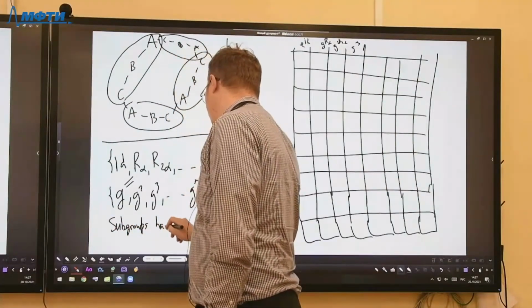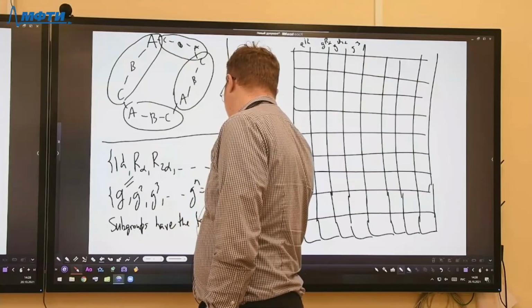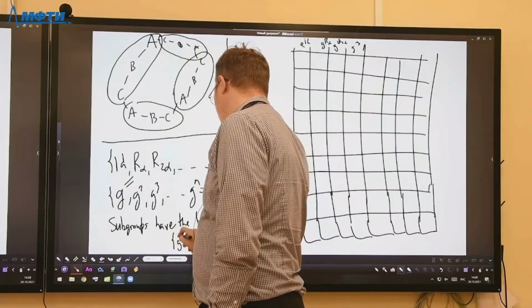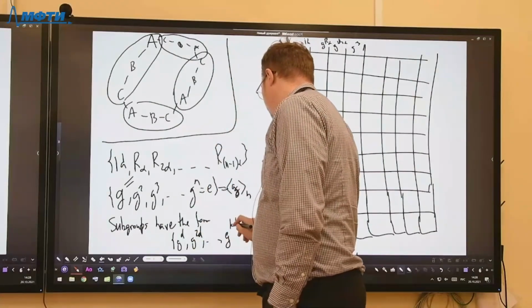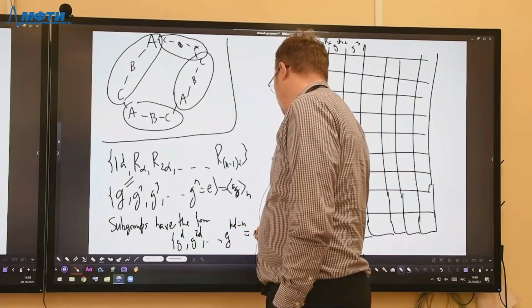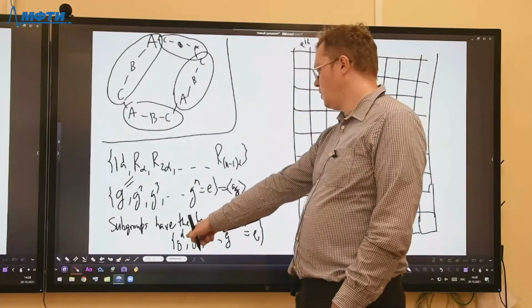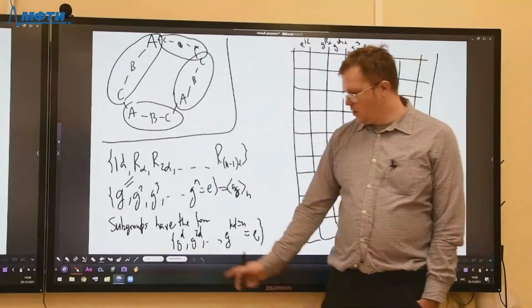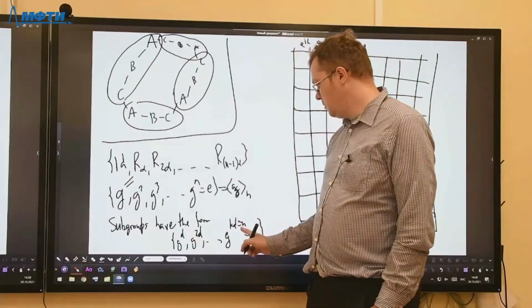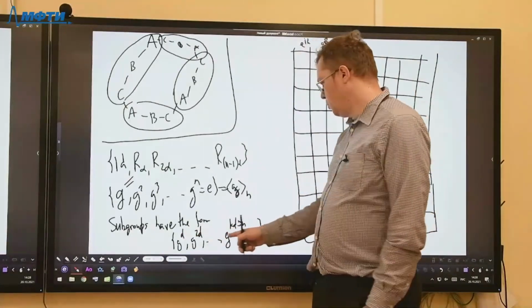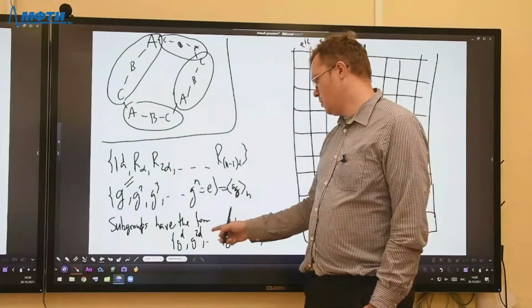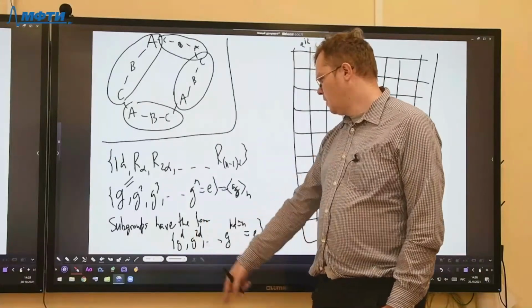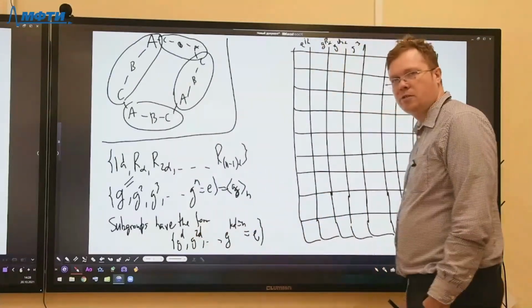So the subgroups have the form g to the power d, g to the power 2d, etc., g to the power kd, which is n, is equal to e. So for all divisors of n, we have the subgroup which consists of all powers of g, which is just the multiples of d. So the powers of d.